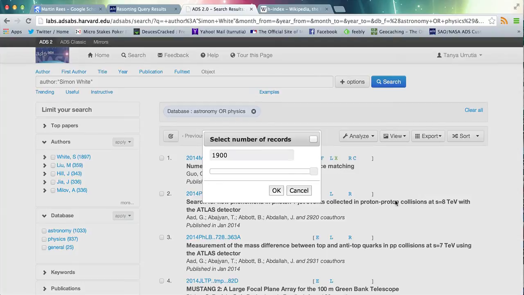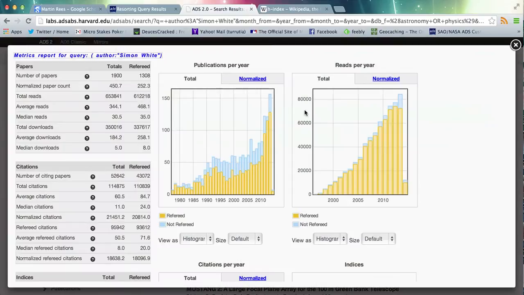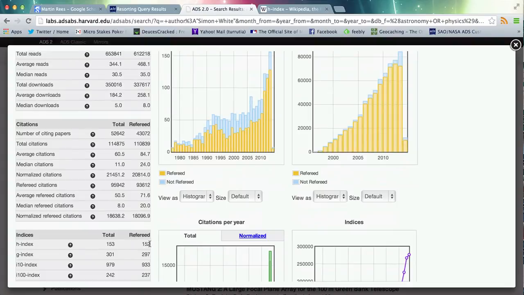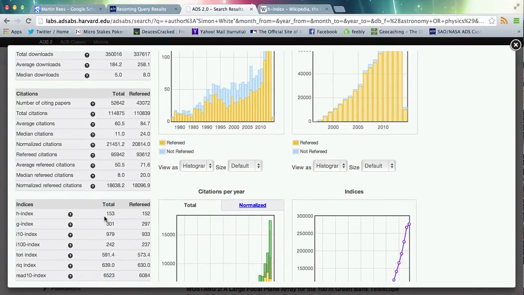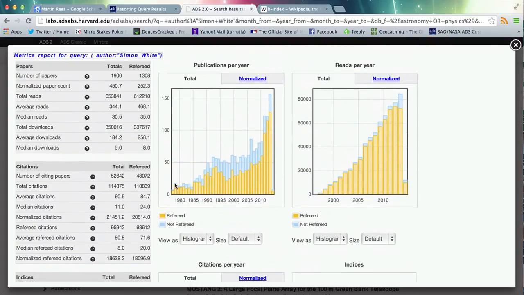We analyze it via the metrics. I'm not really sure if it was 1900 on the other metric too, but I think that we had said that the H-index was 152, and here you see 152 as the H-index. You see, normally non-refereed papers don't get cited as much. And here you see how the citations really start to pick up, even though the publications had some dips in some years, but now they're really starting to pick up.